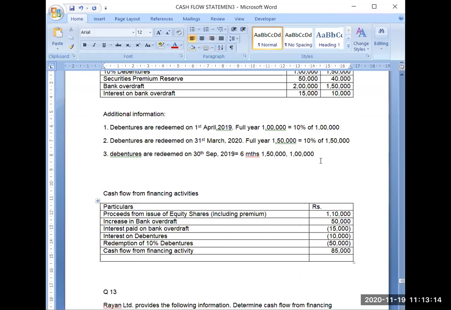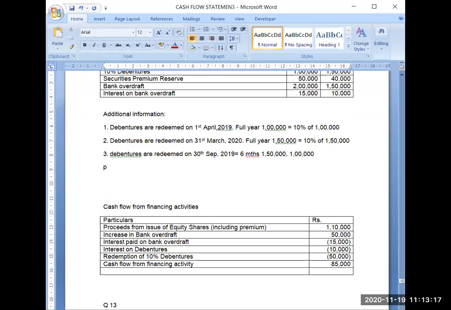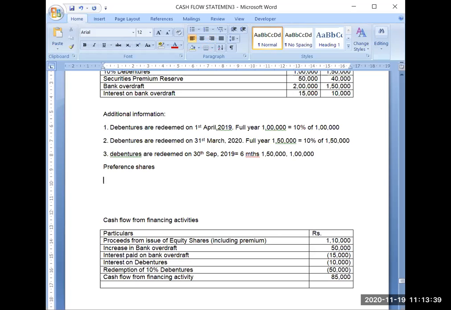The third case may be for preference shares. Preference shares also carry some percentage with their name. So the rule is the same regarding 1st April or 31st March. If some redemption or some issue of shares has been done in the question, you have to check accordingly. But one difference is there: dividend is paid on preference shares. Interest is not paid on preference shares.